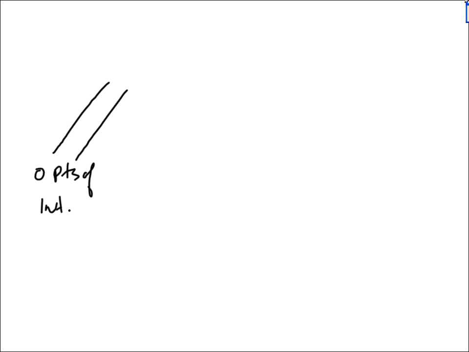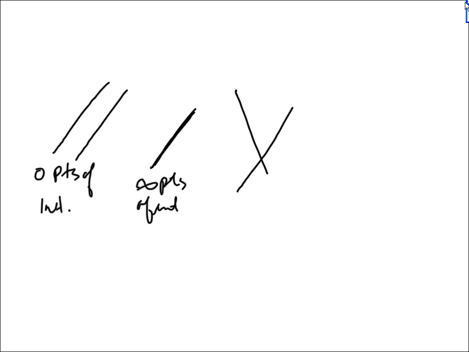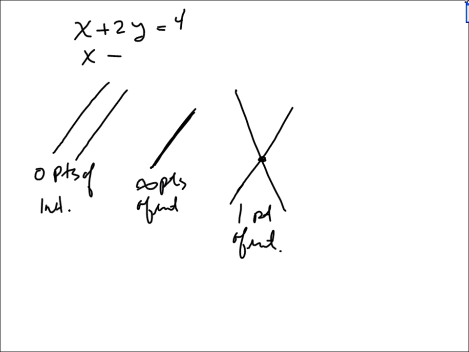or they will be parallel and be the same line and they will have infinitely many points of intersection, or they will be non-parallel and they will cross at one point. They will have 1 point of intersection. So when I write the equation down of two lines, when I ask you to solve this system of equations, these two linear equations, I'm asking you to find the point of intersection.